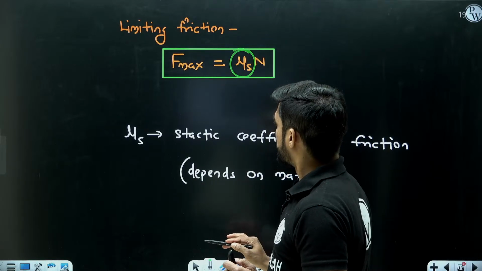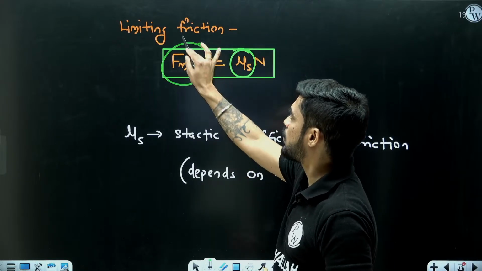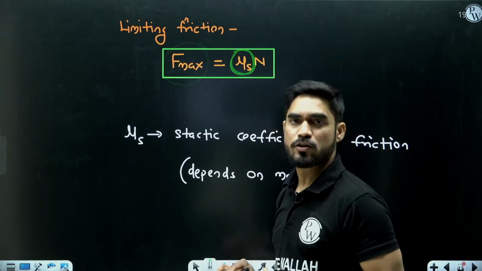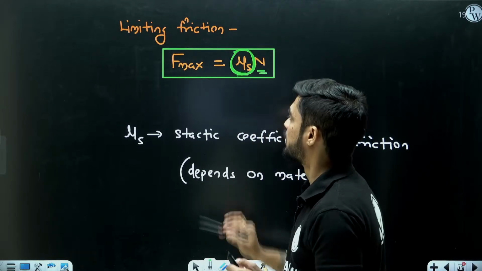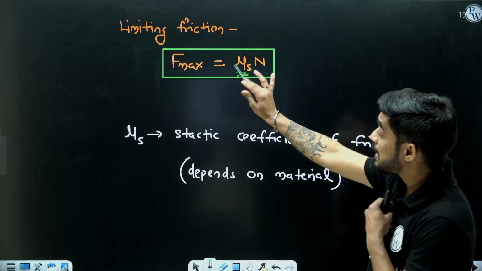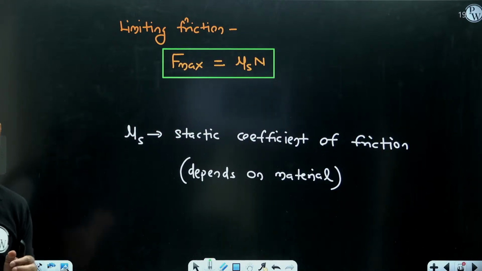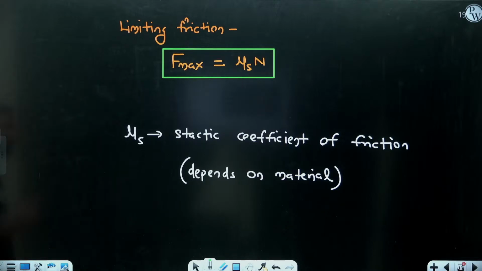So this maximum friction force, also known as limiting friction, depends upon the value of this coefficient of friction mu s. Mu s multiplied by N. This is the maximum friction that can be developed between two surfaces during dry friction.